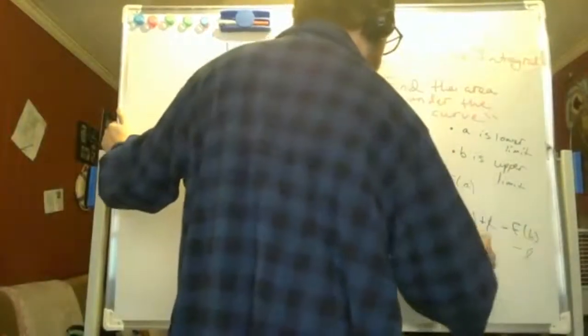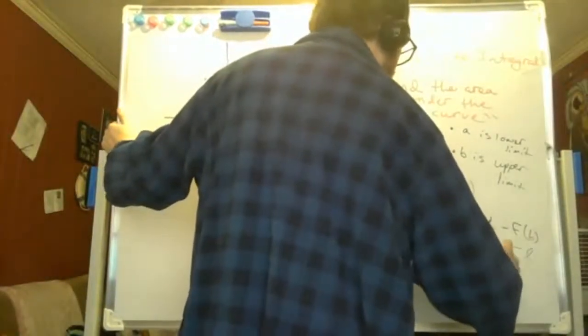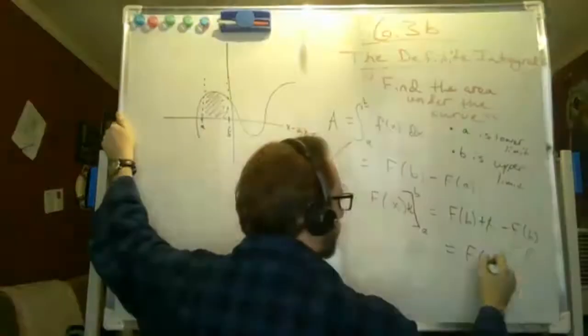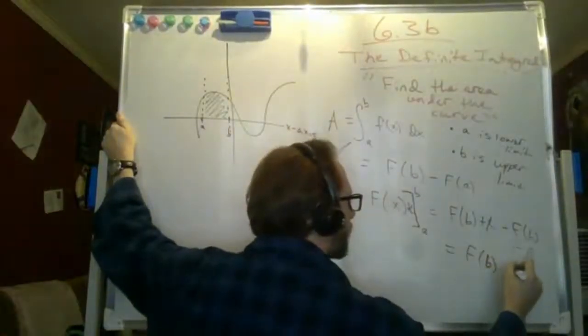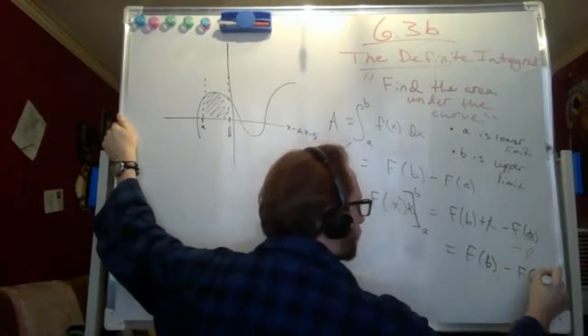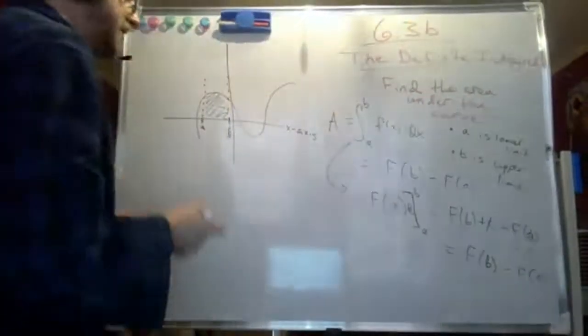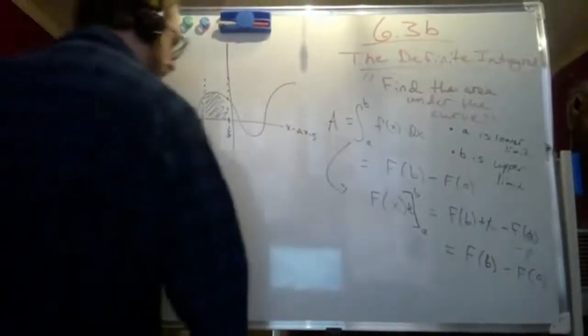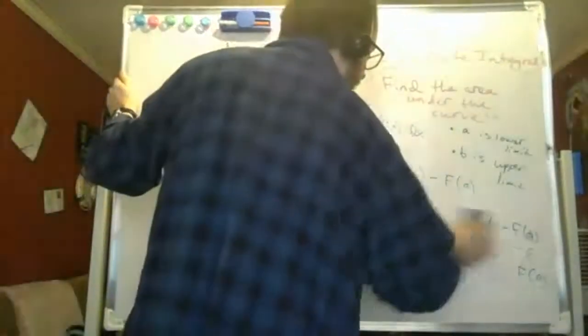But then we got a positive c and a minus c. The c's cancel, and we're left with big F of b, and my marker is dying on me right in the last lecture, minus, that should be an a, big F of a. So we don't have any c's here. And our answer is just going to be the antiderivative with b and a plugged in, subtracting against each other.